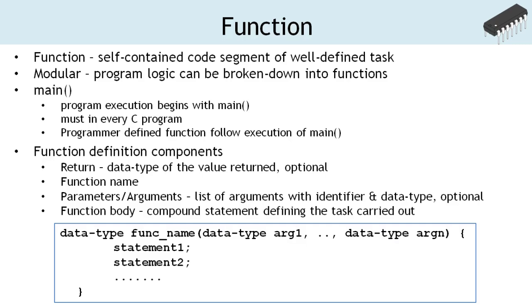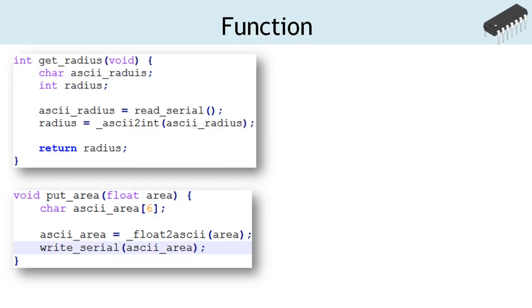The rest of the function definition is the function body, which is a compound statement. These statements define the task carried out by the function. Here are two examples of function definition: get_radius and put_area.